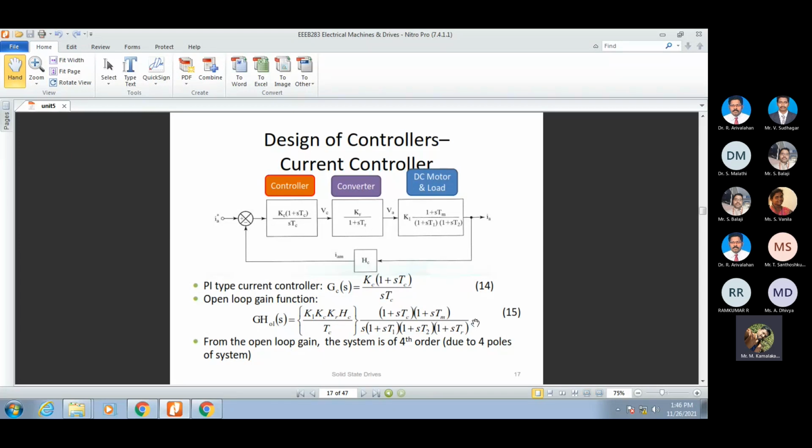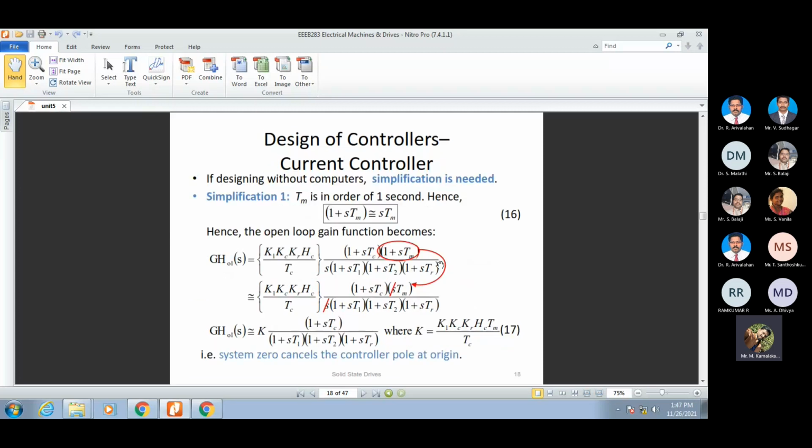If you want to do it manually, we have to go for certain approximations and simplifications to make this fourth order system at least a second order system. Only then will we be able to do the manual calculations. So we are doing certain approximations and simplifications to make this fourth order system a second order system. The first simplification: we previously discussed that the motor time constant Tm should be lesser than 1 millisecond.